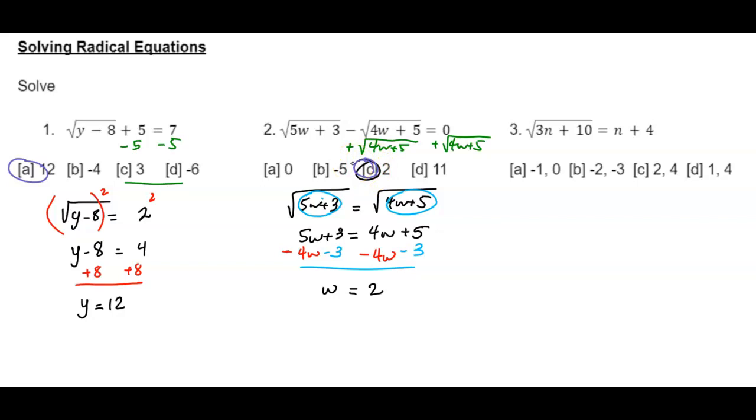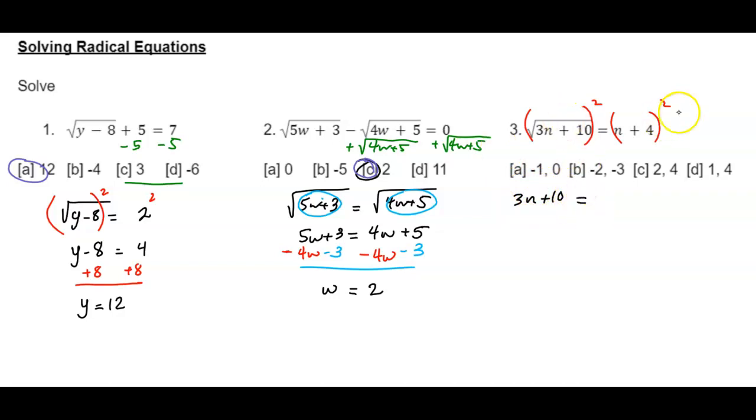Now the third one is a little different from the first two in that you have a radical on one side and not a radical on the other. The radical is already isolated, so there's nothing to move. But what happens when we square both sides to undo that radical is that I'm going to get a quadratic on the right-hand side, which by now you guys know we're going to have to factor to solve. So when I square both sides on the left, I get 3n plus 10. The radical just goes away.